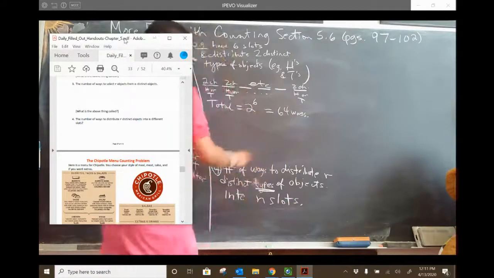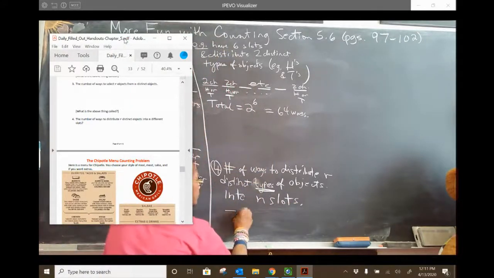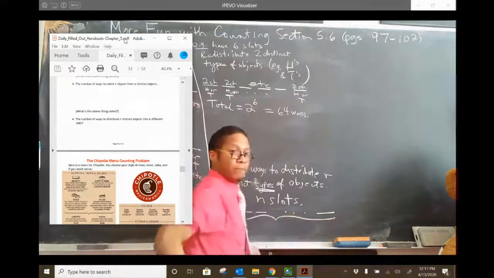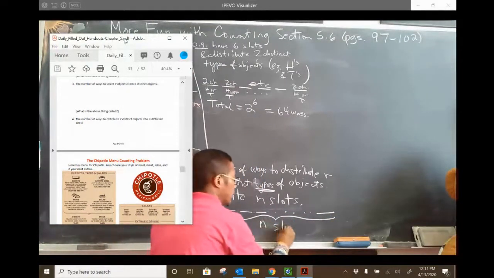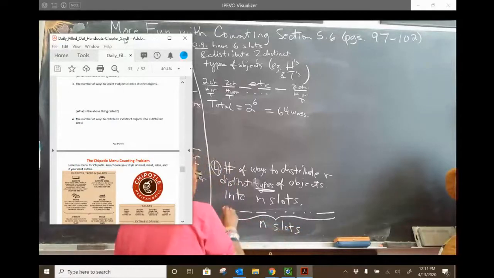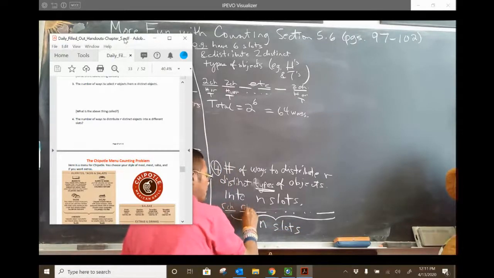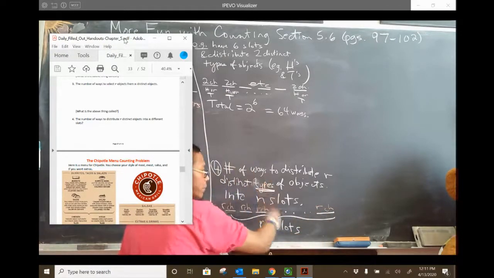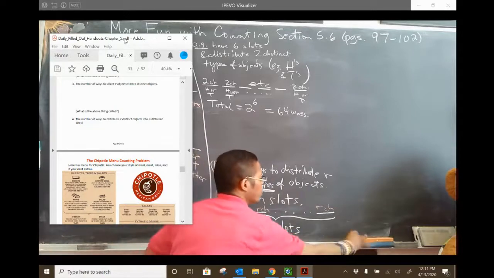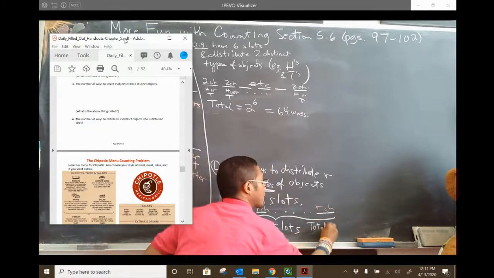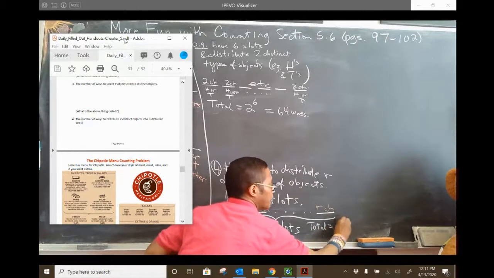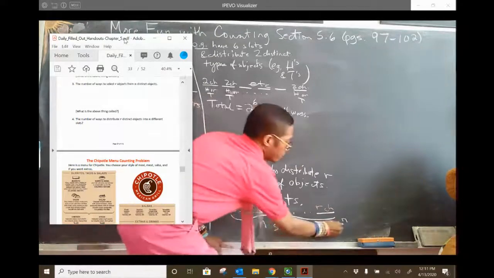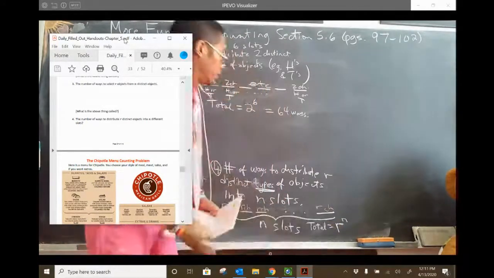So if we look at this example, we would have n slots, and we would have r choices to put in each slot. r choices, r choices, r choices. So if I multiply r times r times r a bunch of times, the total is r times itself n times, in other words, r to the n power. So this is a formula we haven't seen, but it's a common sense formula that we were doing.